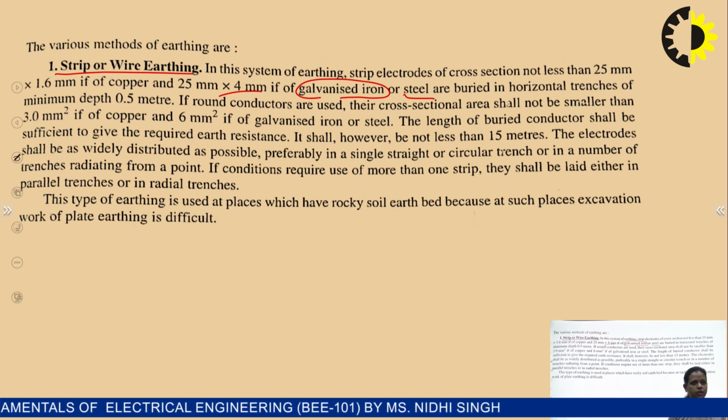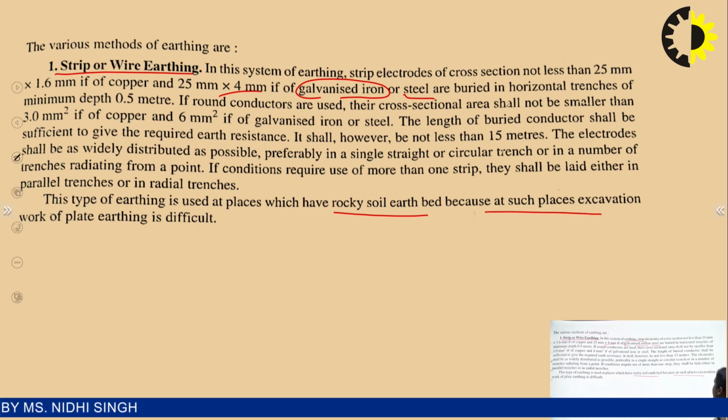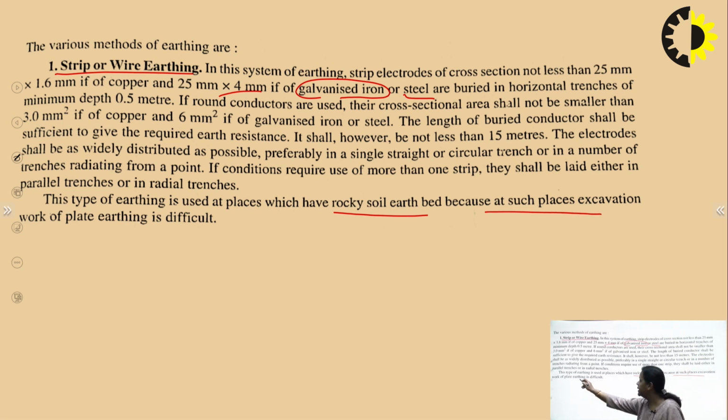If conditions require use of more than one strip, they shall be laid either in parallel trenches or in radial trenches. And this type of earthing is used at places which have a rocky soil earth bed, because at such places excavation work of plate earthing is difficult.